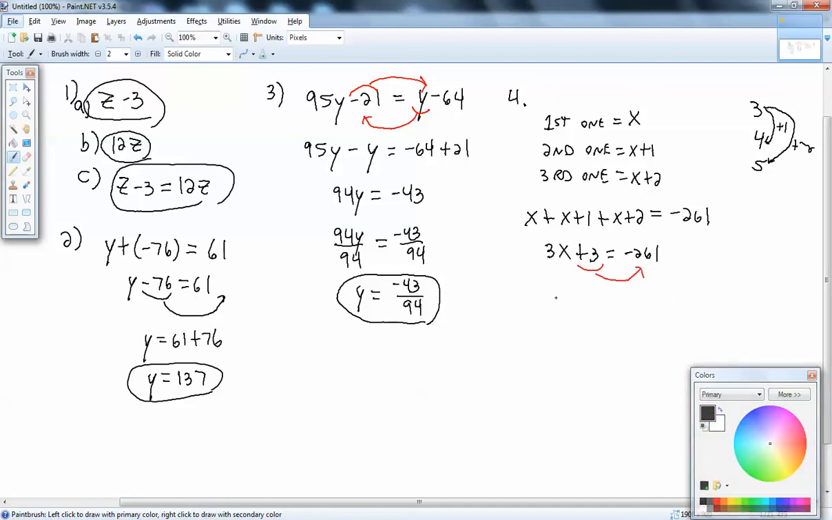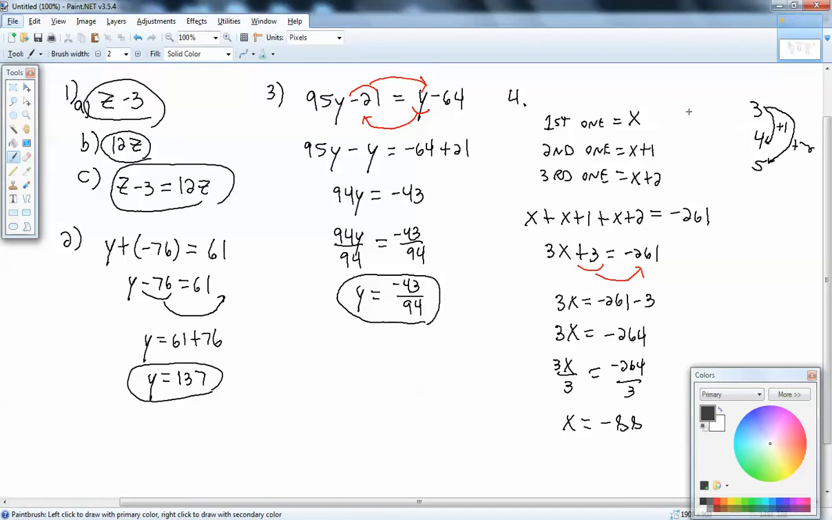So I take that 3 over. You take anything across your equals, your sign changes, so the positive 3 becomes a negative 3. Okay, add numbers at any step. That gives us negative 264. And last step is divide both sides by the number in front of your x. So I'm going to divide both sides by 3. And we get negative 88.